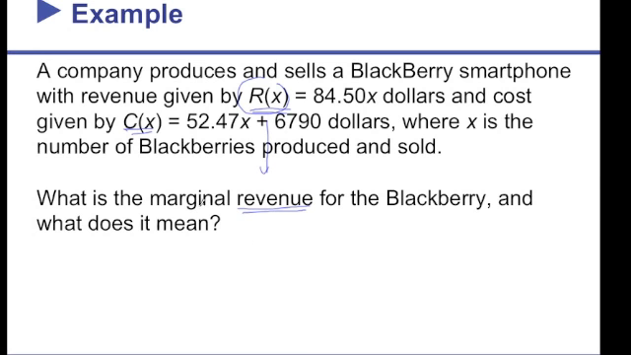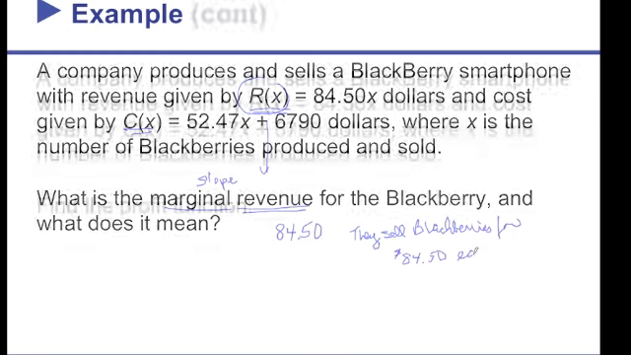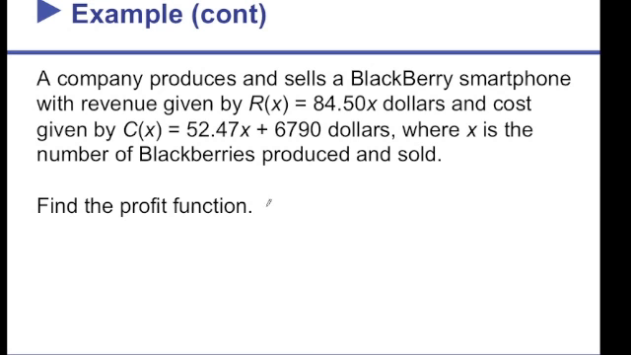Okay. And whenever they're saying marginal, they're talking about the slope. So the marginal revenue is 84.50, and what that means is they sell the BlackBerries for $84.50 each.